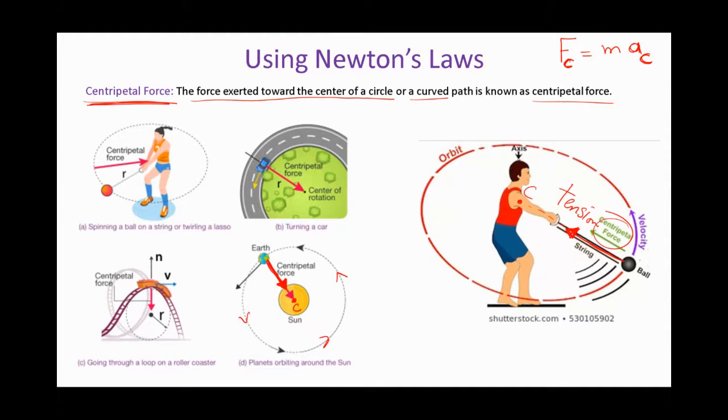Let's take another example. A car moves in a circular road. So there should be a centripetal acceleration and there should be a centripetal force. What is the centripetal force here? Can you guess? In case of this man, we said it's the pulling force, the tension force. In case of the Earth and the Sun, we said it's the gravitational force. In case of the car, what is it? What do you think, guys? What is this force?